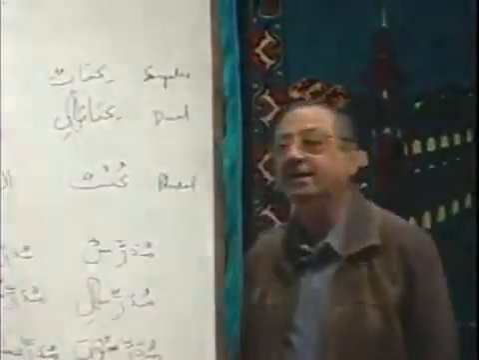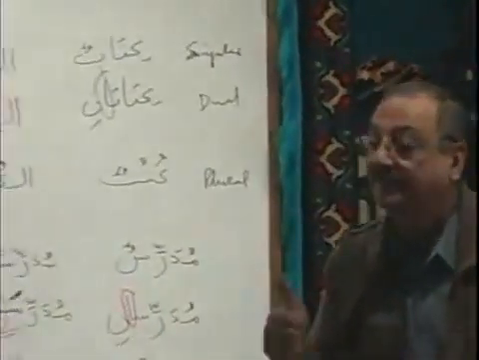Next one, brother. Mushrikun. Mushrikun, Mushrikan, Mushrikin, and then Mushrikatun, Mushrikatan, Mushrikatin. Now make it dual. Mushrikani, Mushrikaini, Mushrikaini. Then Muannas, Mushrikatani, Mushrikataini, Mushrikataini. And then Mushrikuna, Mushrikina, Mushrikina. MashaAllah. You made it into Halwa Puri. It's become easy now.